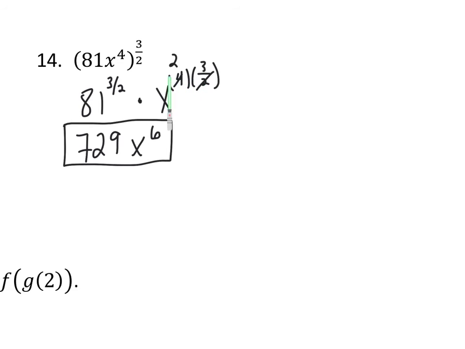So what ends up happening here is you end up multiplying these two exponents together because this is a power to a power. So in power to a power, we multiply. When I multiply these two together, this 2 reduces this 4 to 2, and I get 2 times 3 is 6. So our final answer is 729 x to the 6th.